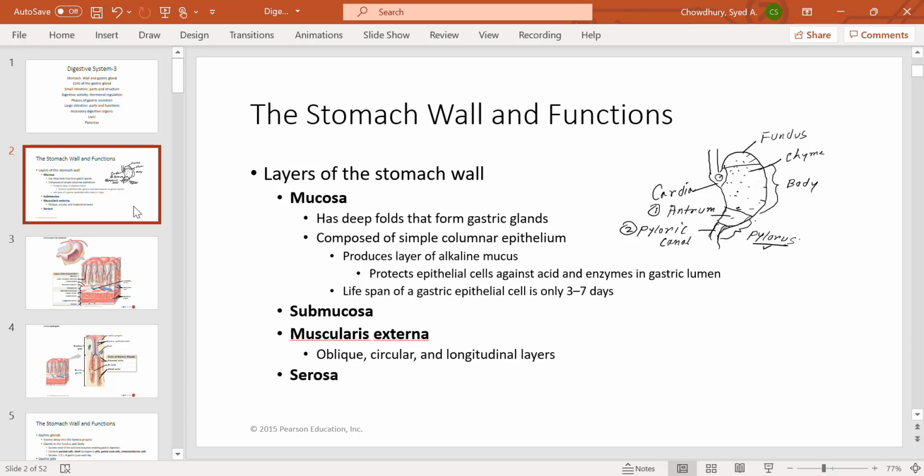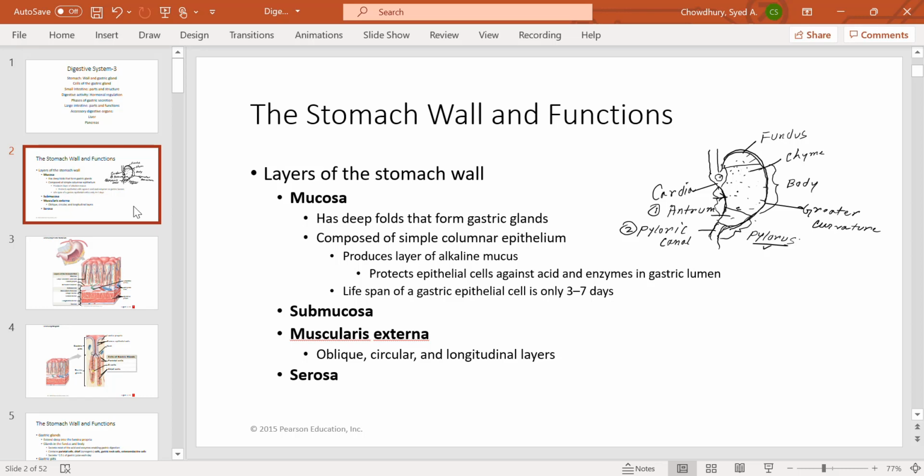So those are the parts of the stomach, and stomach has two curvatures or borders. You see, this is one, this one. This is called lesser curvature because this is small, and this big one is called the greater curvature. So this is the greater curvature, okay, and this one is the lesser curvature.